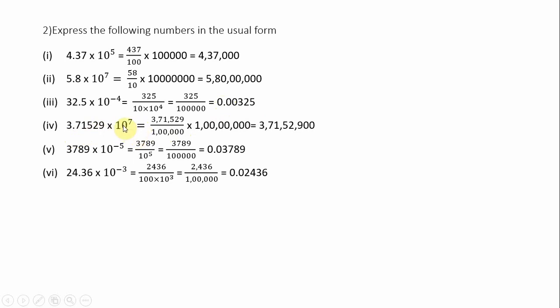So here 3.91529 into 10 to the power of 7. How many digits are there after the decimal in the given question? 1, 2, 3, 4, 5. So here I have written 5 zeros in the denominator along with the numerator. See children, here I have eliminated the decimal in the numerator in both the sums. Here 5 digits are there, so 5 zeros I have.